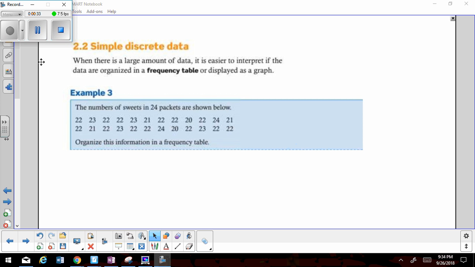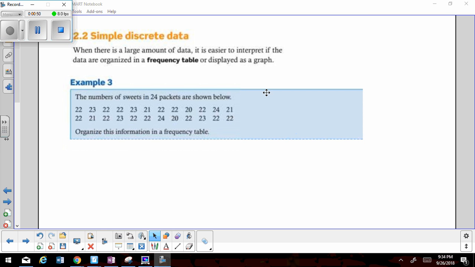They are all separate. So in example 3, we need to number the sweets as shown. So number of sweets in 24 packets. I'm imagining like how many M&Ms are in one tiny little pack. They just don't want to deal with name brand. So we have to organize this in a frequency table.